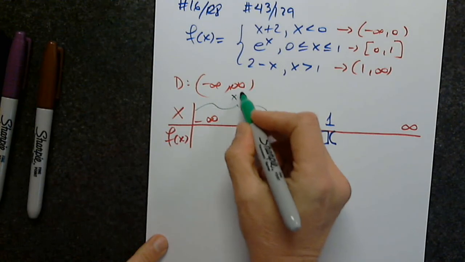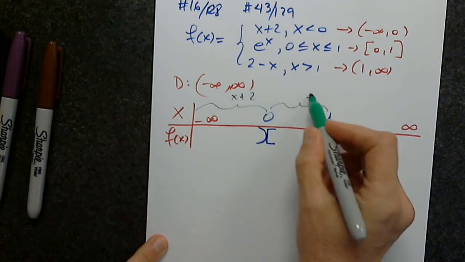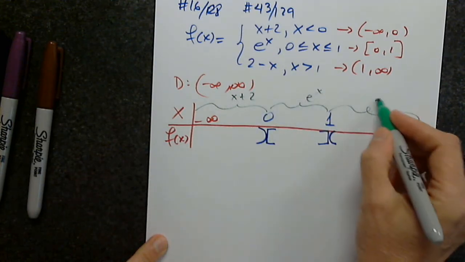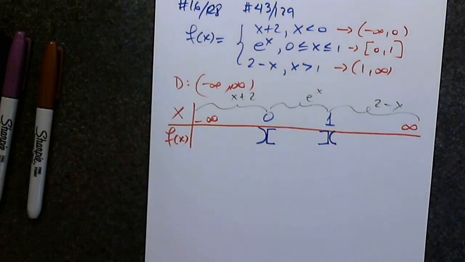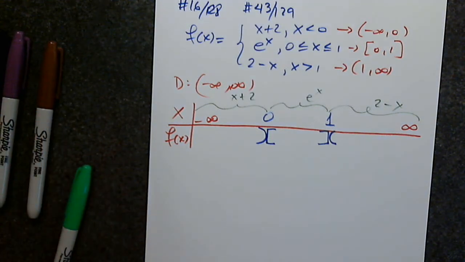So this is x plus 2, and this is e to the x, and this is 2 minus x. Yes, it's an overkill, but just to make sure, sometimes these functions are not presented from left to right. So you may have to rearrange them in the chart, just to make sure you're not putting x values in a totally different function than you are supposed to. So far, so good? Yes.